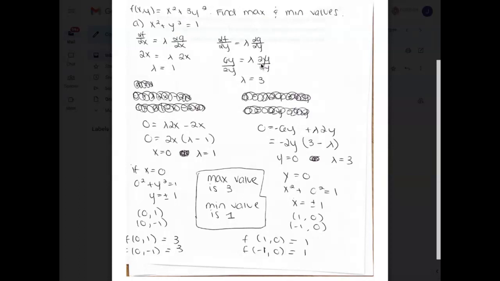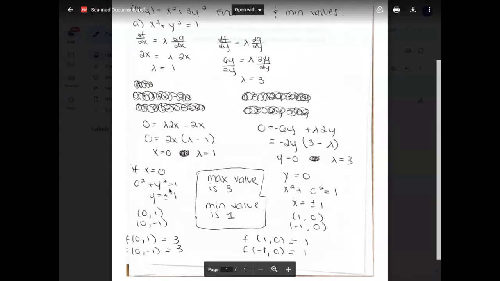Well, lambda times partial g, partial y minus partial f, partial y is equal to 0. So here, partial f partial y would be 6y, and since it's being subtracted, it would be negative, so I wrote that in the front. And then partial g partial y is 2y. So then here I factored out negative 2y. So I got negative 2y times 3 minus lambda. So I got lambda is equal to 3 and y is equal to 0.